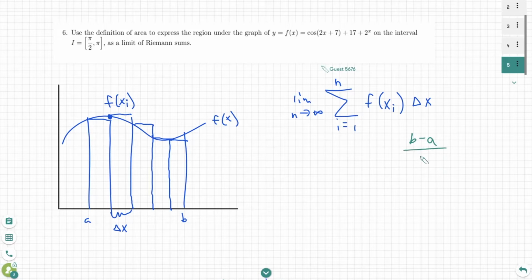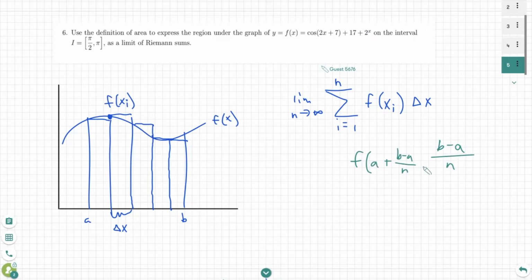Now we need an expression for xi. What's the first x value that we plug in, or the height of the first rectangle? f of a. And then how do we get to the next rectangle? Plus delta x, which is what? b minus a over n. Right, so that's how you get the next one.